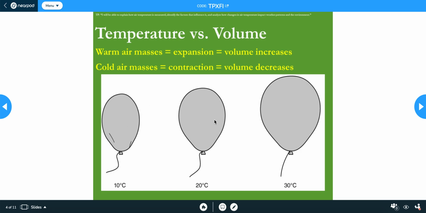So as you increase your temperature, the molecules in an air mass are able to get bigger or move apart from each other. That's energy being transferred in. Right, that's the expansion. However, if you remove energy and take energy out, your temperature is going to decrease. And the molecules of the air in this balloon are going to get closer and closer and closer together, giving you a smaller volume.